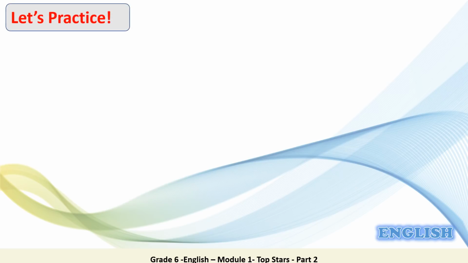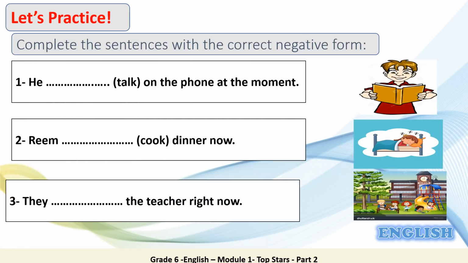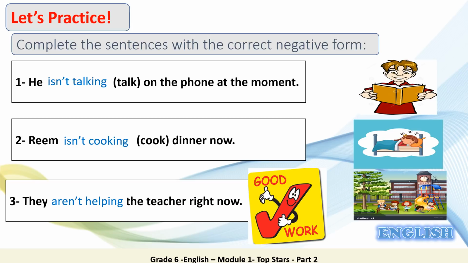Okay, let's practice again. Complete the sentences with the correct negative form. Read the sentences and put the verbs in the correct negative form. Pause, answer, and then check. Okay, let's check. Very good. Number 1 is isn't talking, and number 2 isn't cooking, and number 3 aren't helping. Good job, everyone. You're doing great so far.